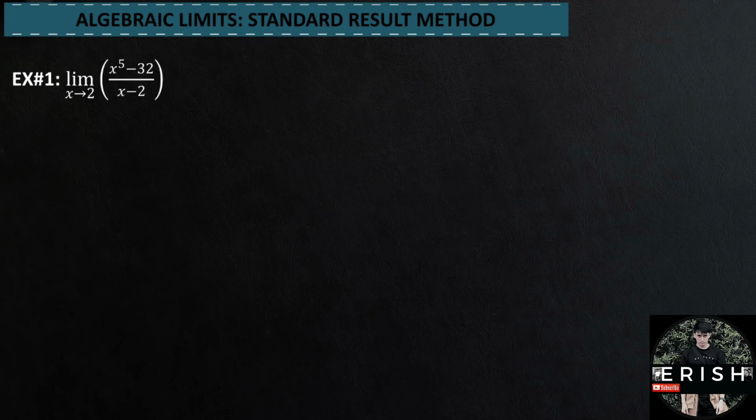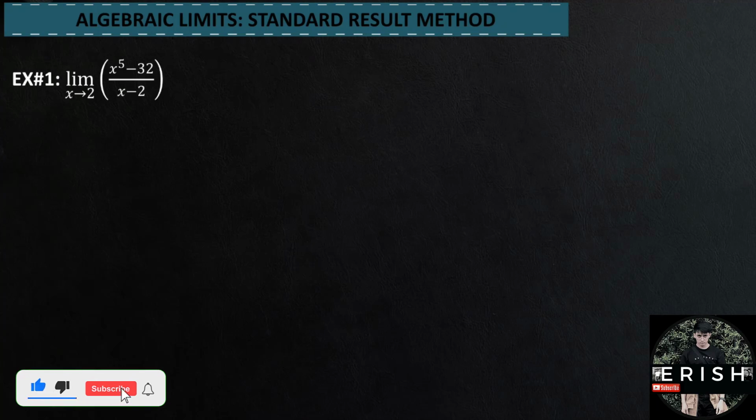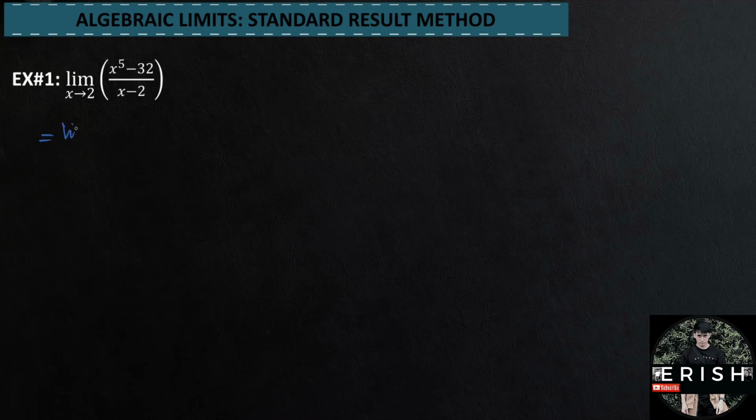Example number 1, for standard result method, limits of x raised to 5 minus 32 over x minus 2 as x approaches 2. So, let's rewrite first the problem. Limits of x raised to 5 minus 32 over x minus 2 as x approaches 2. So, paano ba natin ma-apply yung standard result method sa problem na ito? Kailangan yung form niya ay ganun sa kanina.